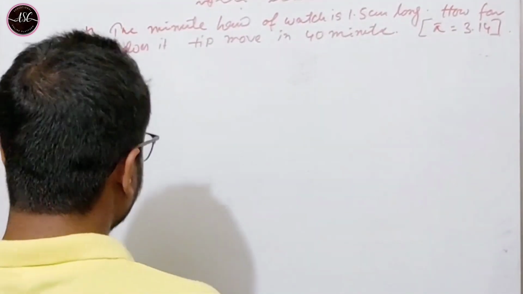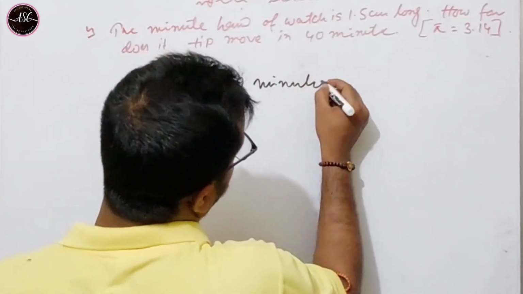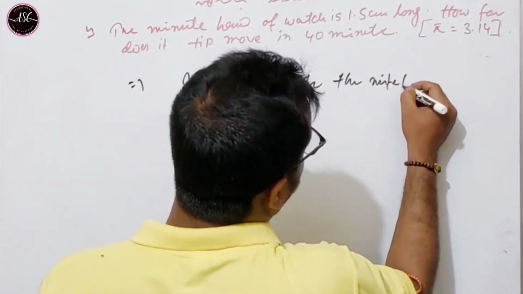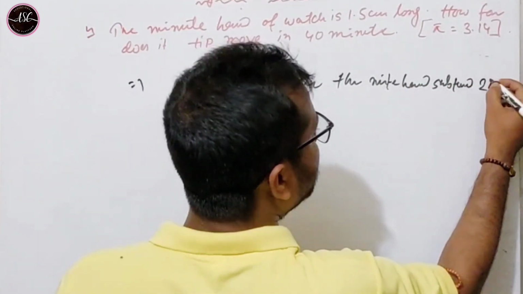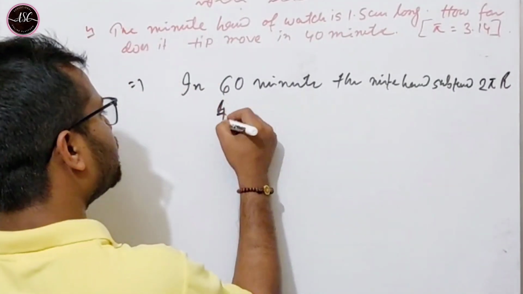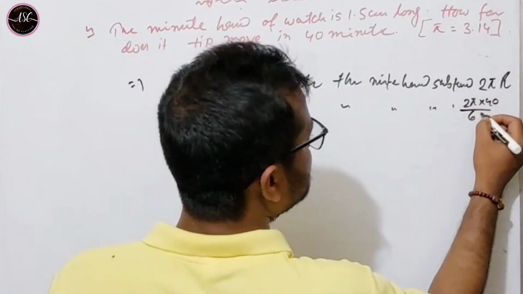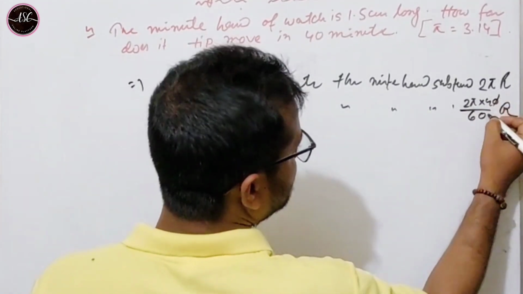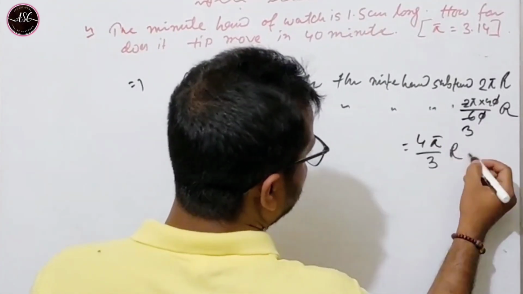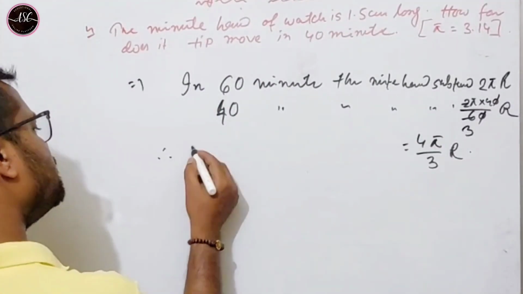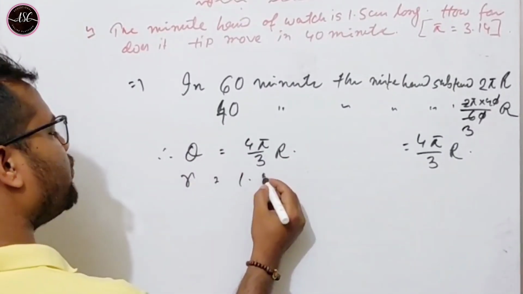So in 60 minutes, the minute hand subtends 2 pi radian at center. So in 40 minutes, the minute hand subtends 2 pi into 40 by 60 radian at center. By cancelling this, we get 4 pi by 3 radian. So this is the theta. Therefore, theta equal to 4 pi by 3 radian. We have r equal to 1.5 cm.